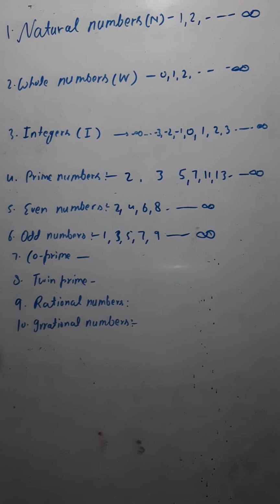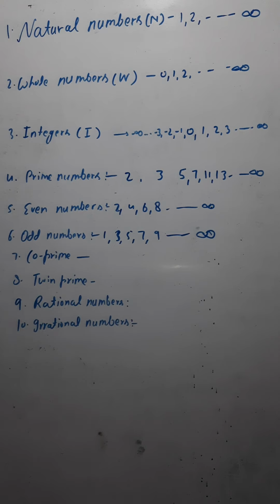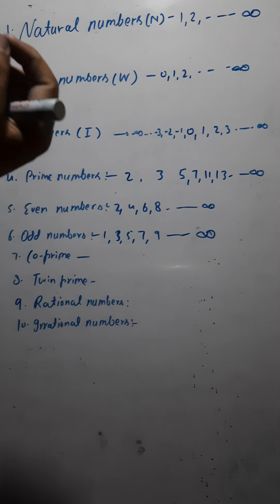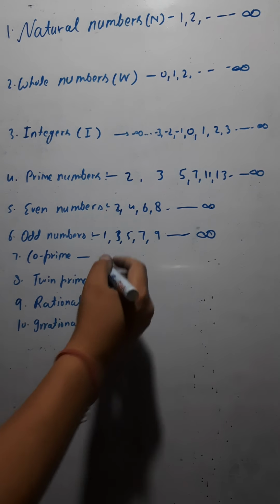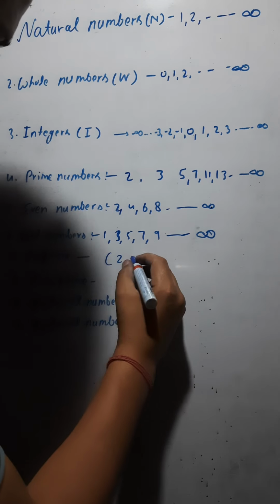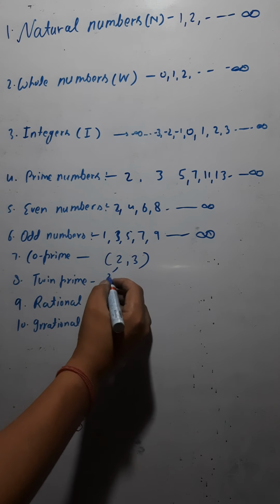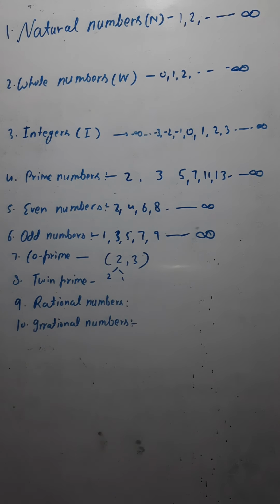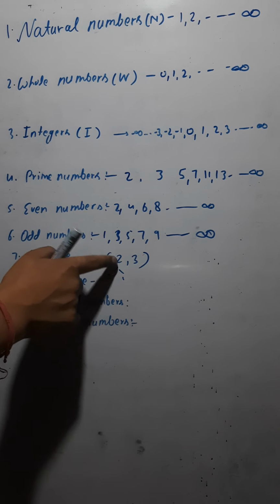Now what are the coprime numbers? Two numbers are said to be coprime if they have only 1 as the common factor. Let's say I write two numbers, 2 and 3. These are coprime numbers. How? What are the factors of 2? 2 and 1, because 2 is divisible by 2 and by 1.